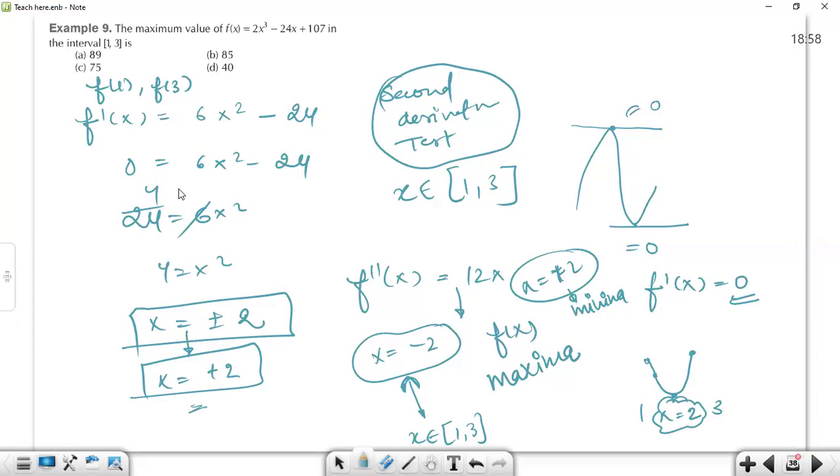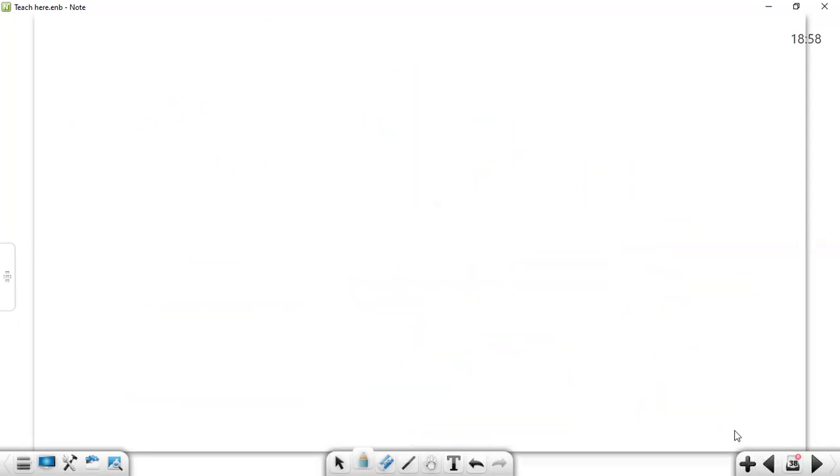Because in the double derivative test, the point where the function was maximum, x equals minus 2, is out of our interval. That's why we are trying the hit and trial method. Should I explain it once more?